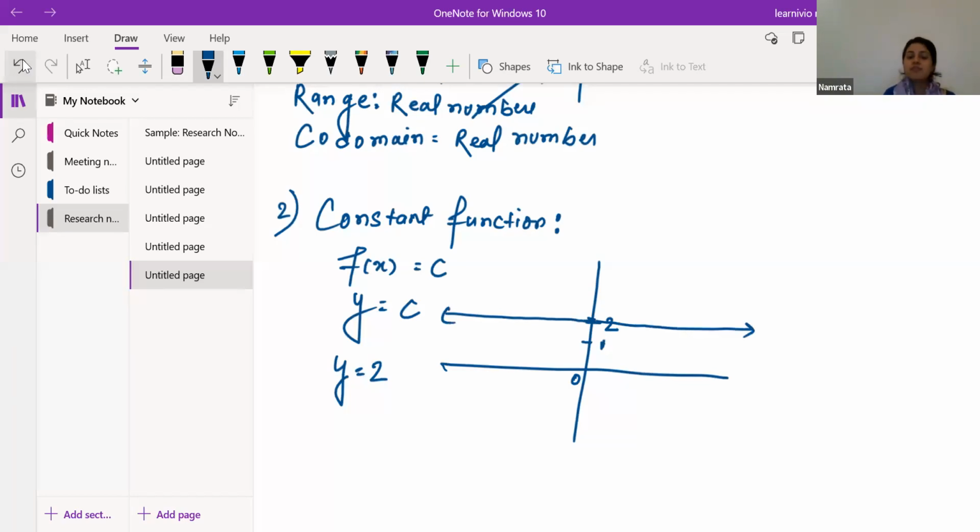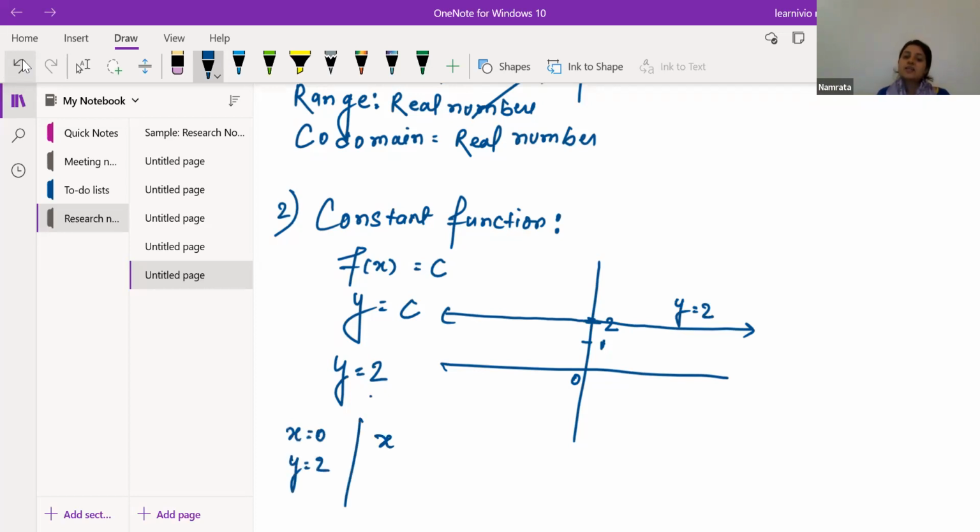Like this. This is the graph of y equals 2. Some students always have confusion about why the graph of y equals 2 is like this. It is like this because when you take x as 0, y is 2.